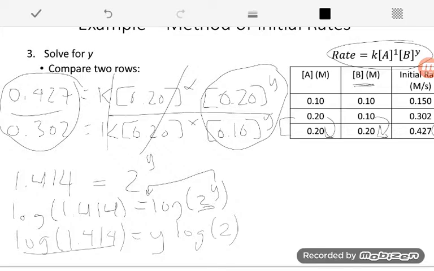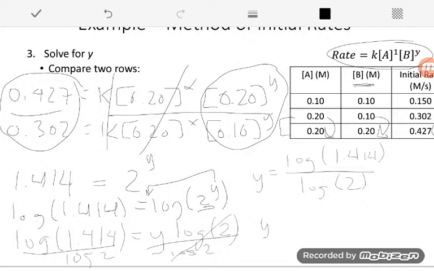We can just divide both sides by the log of 2 so that this side cancels out. So y is equal to the log of 1.414 divided by the log of 2. And when we do the math, we just divide those in our calculator, we get 0.5 or 1/2. So half orders are allowed. They're not that common, but they do happen.